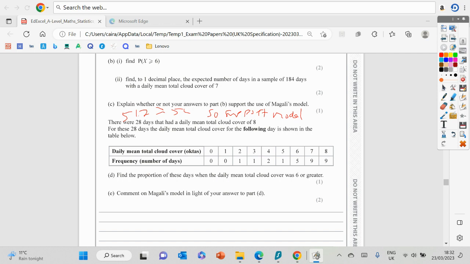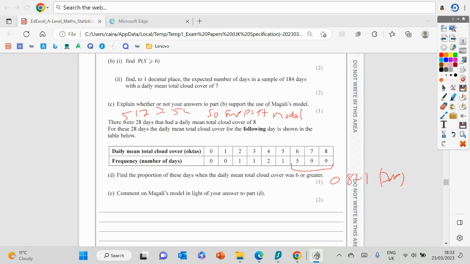exams here. Part D, find the proportion of these days when the total mean cloud cover was 6 or greater. So we have to be slightly careful here that we're just adding 6 and greater again. So that'll be 23 out of 28. I don't know what that is as a decimal. 23 divided by 28, S to D, and we get 0.82142, but 0.821 to 3dp is plentiful.